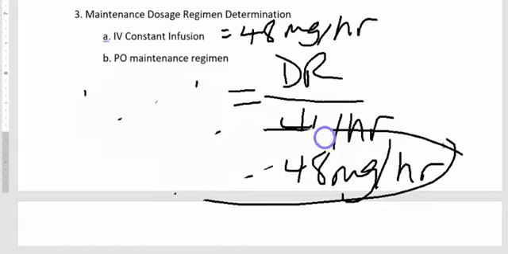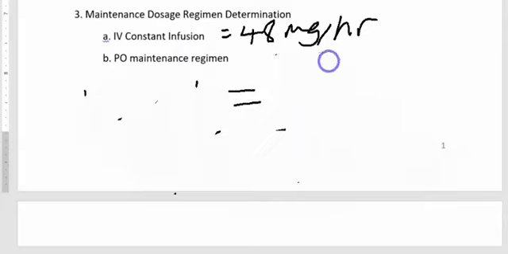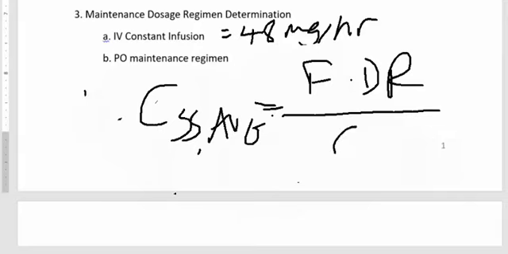What about our PO dosage regimen? So now we have to worry about bioavailability, and we also aren't going to be giving it as a constant administration, right? So we know that, again, CSS average now, because we're not giving it constantly, is going to be bioavailable dose rate over clearance.